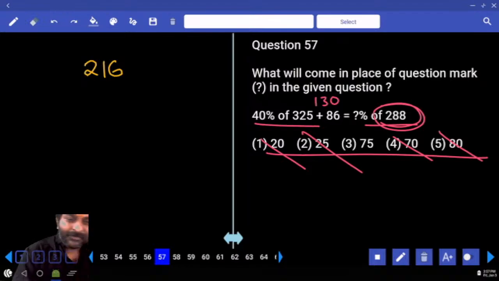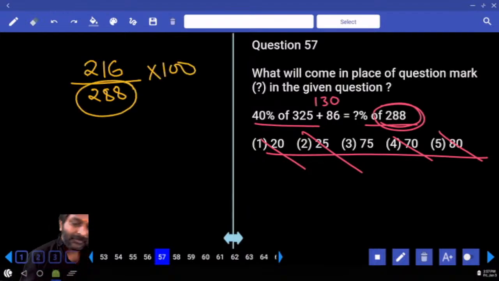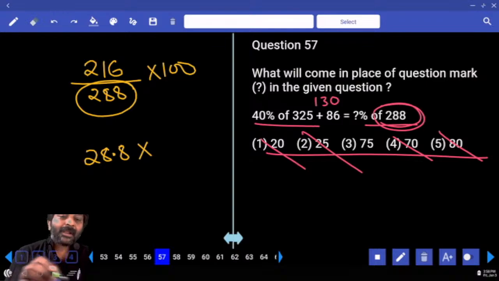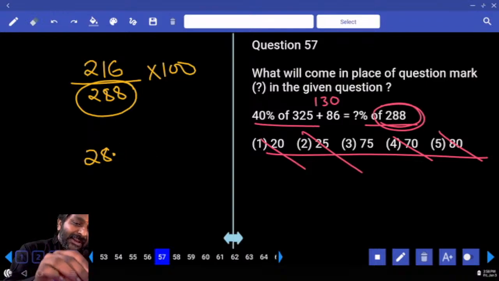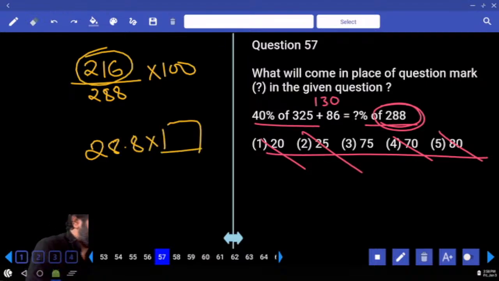You did not understand. This as a percentage with respect to 288, percentage into 100, correct? What is 10%? 28.8 is 10%. If you want to calculate 20%, you have to multiply it by 2. 30% into 3. 50% into 5. 70% into, but you need to multiply 28.8, which is 10%, with some number here. And you need to get 216.